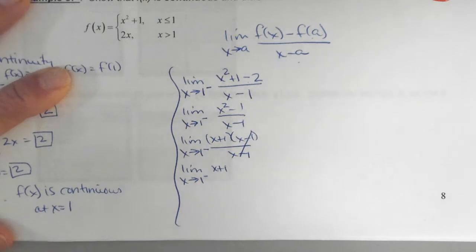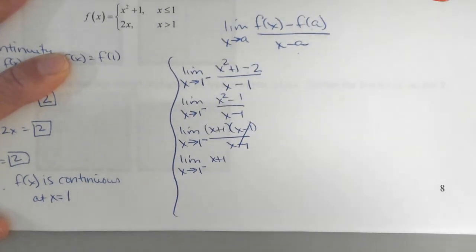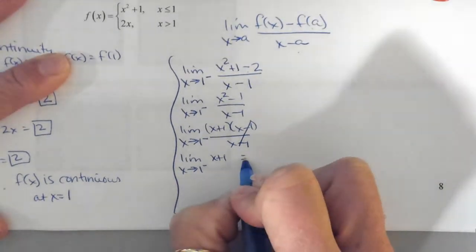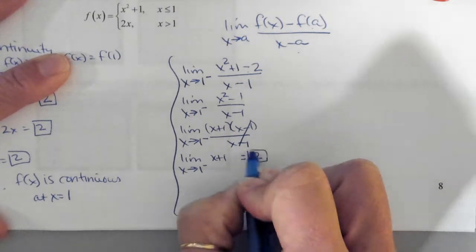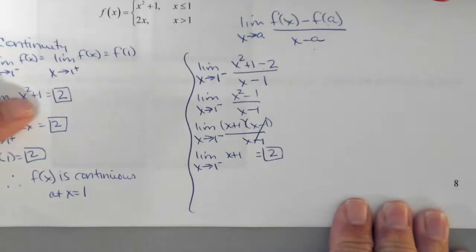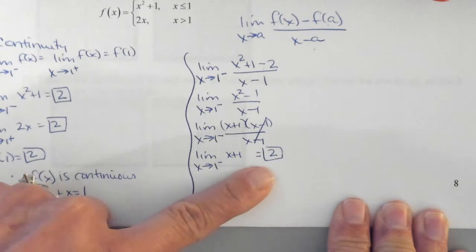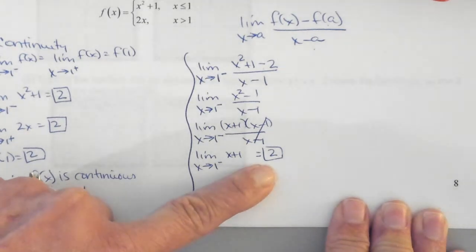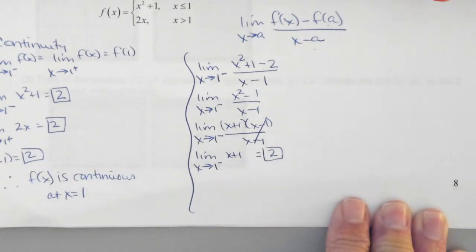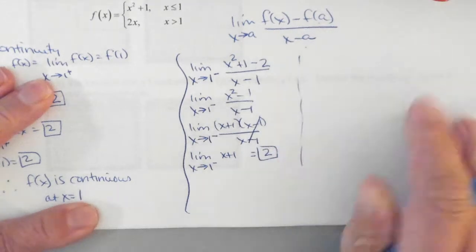Can I use direct substitution now? Yeah, what do I get? 2. Okay. So far, continuous, 2, 2, 2, differentiable at 2. So I'm hoping that from the right I'm going to get 2. Is it possible that I might not? Sure, anything's possible, right? So this is how you do it from the right.